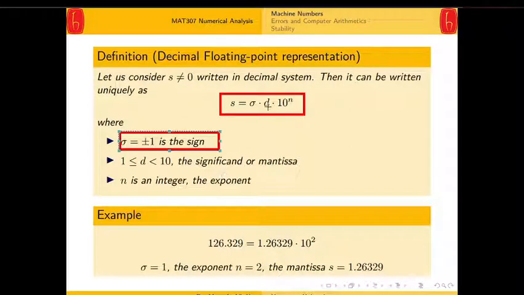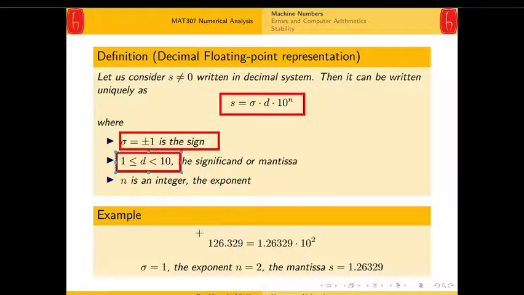This D has to be between 1 and 10, where 1 is included and 10 is not. So this number will be either 1 point something, or 2 point something, or 9 point something, but not 10 point anything. So this has to be between 1 and 10, with 1 included.